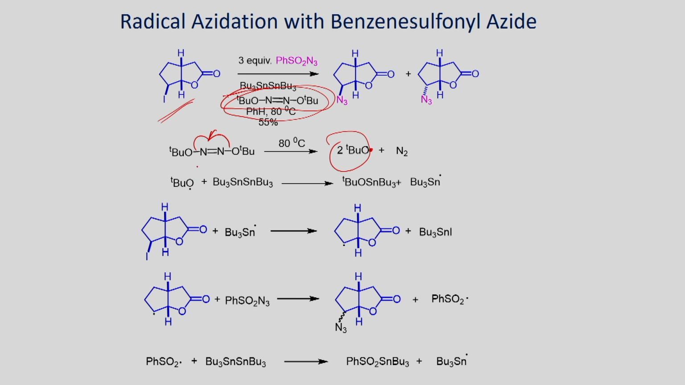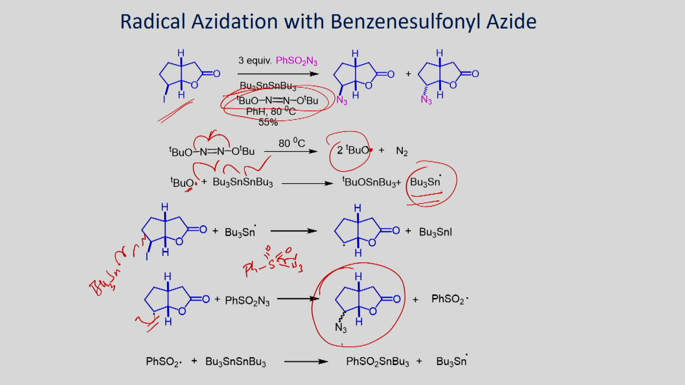Once you form the tertiary butoxy radical, this radical can react with this tin reagent, you form the tributyl tin radical. Once you form the tributyl tin radical, already we have seen if you have the carbon halogen bond which can readily react, you form the secondary radical. Once you have the radical, you have the sulfonyl azide which can undergo cleavage here. This radical and this radical, you will be able to get the azide derivative.